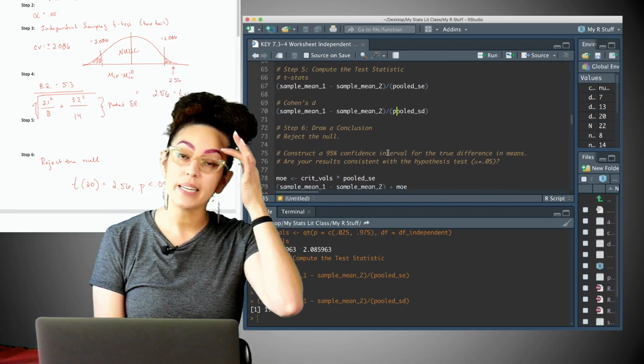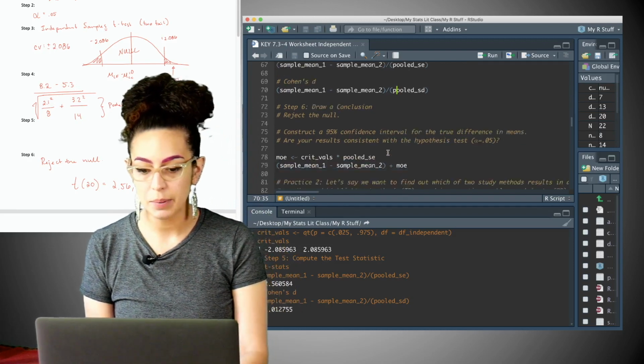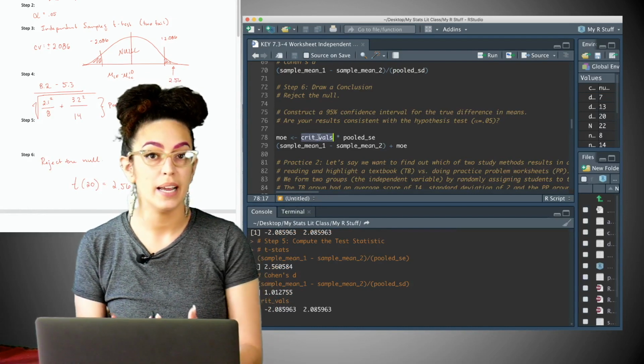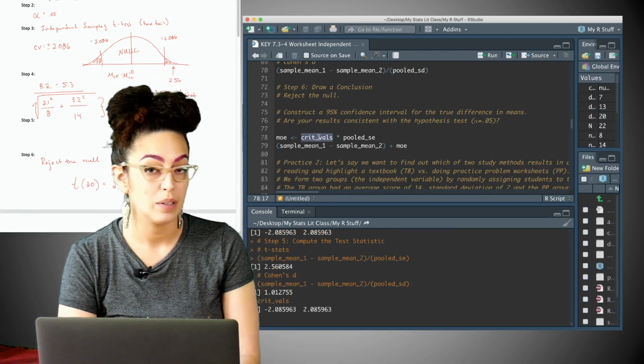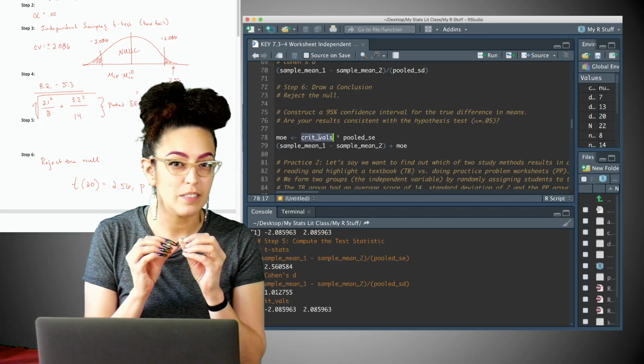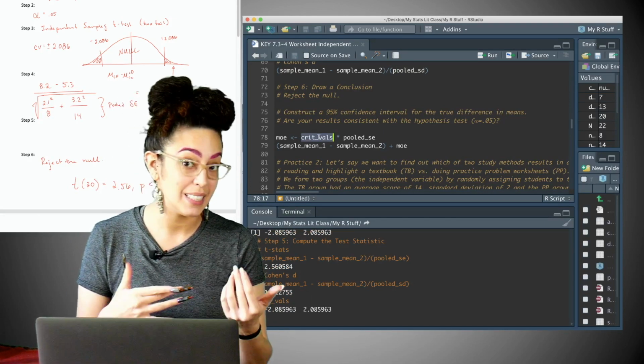So let's also construct a 95% confidence interval for this example. We're going to take our critical values, because now when you create a confidence interval for sigma unknown, so you're using t, our level of significance is going to be the t value, not the z value.